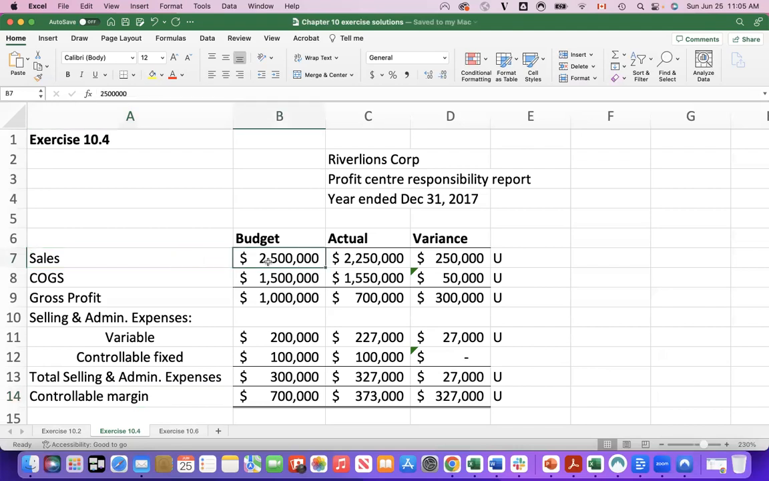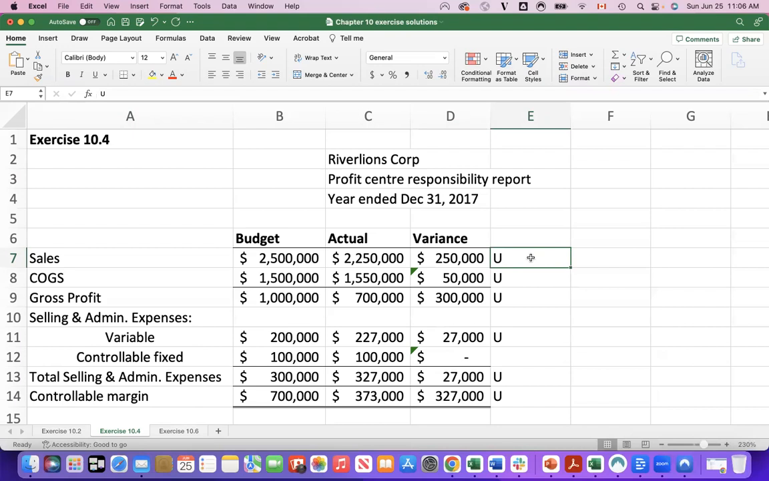So for sales, they had budgeted 2.5 million in sales. They only made 2,250,000 in sales. So there is a variance here. If you subtract the two, you get a variance of 250,000. And notice it's labeled unfavorable. With sales, remember, if actual is less than budgeted, that variance is going to be labeled as unfavorable because we didn't sell as much as we anticipated. Therefore, we came in under that. So therefore, that's why we label it as an unfavorable variance.